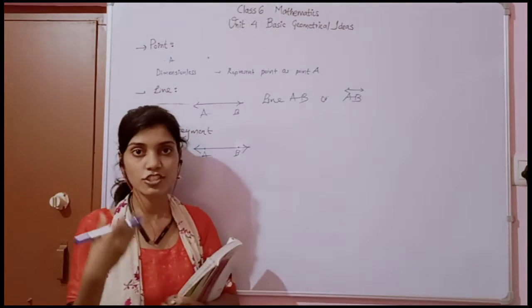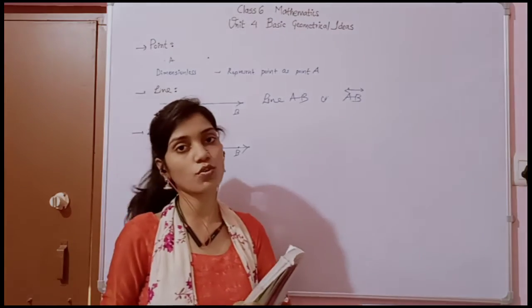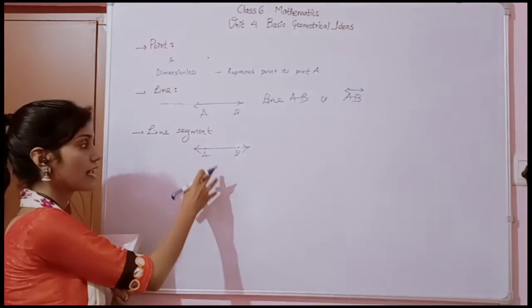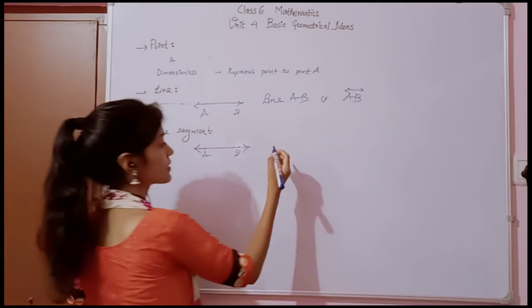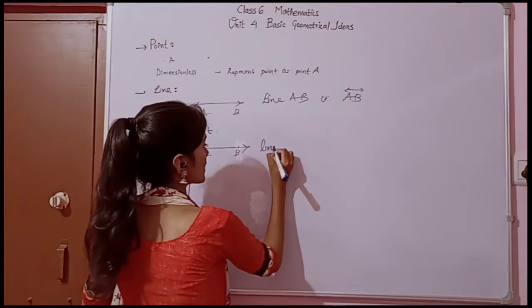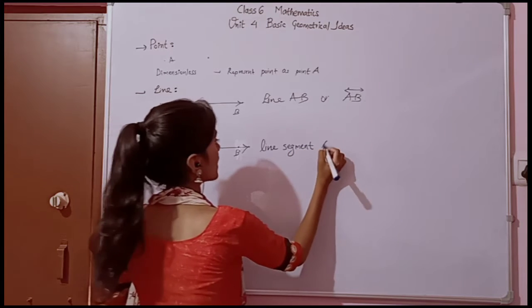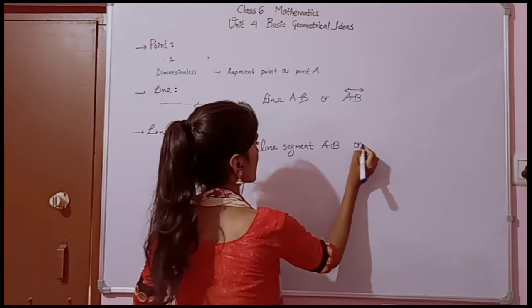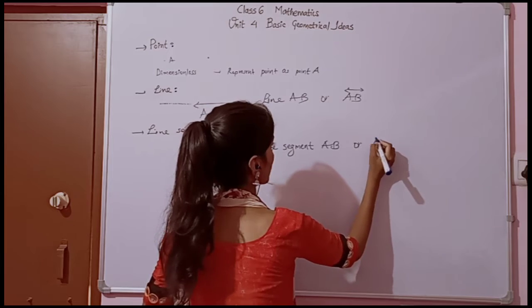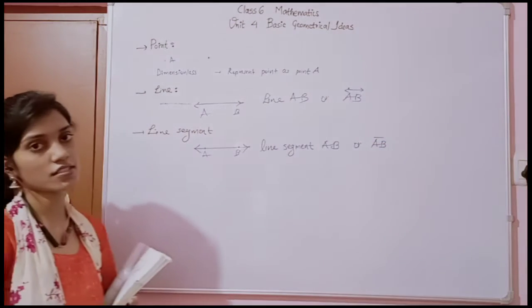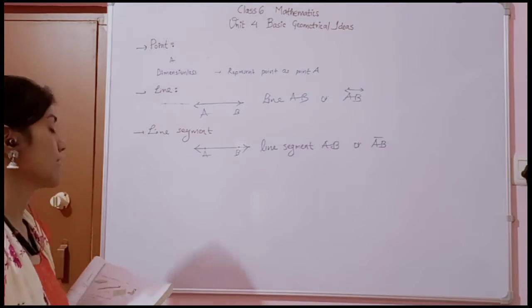You can write the definition that I am saying in your notebook for your reference. Suppose I want to represent this line segment, how am I going to represent it? Either I can write line segment AB, or you can write AB and on the top of it draw a line segment symbol. So this is how you represent the line segment.